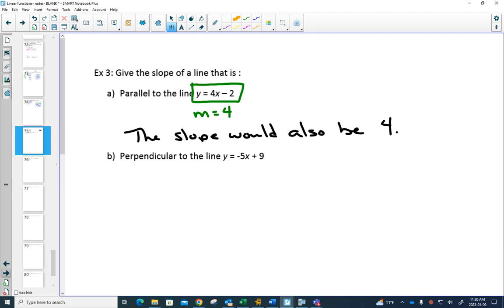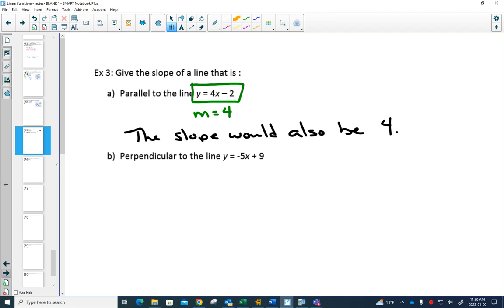And the parallel lines are almost too easy because it's always the same number. But do you see how I figured out the slope of my first line, and then I still have to make a statement to show that I understand that the slope would also be 4 for the other line.